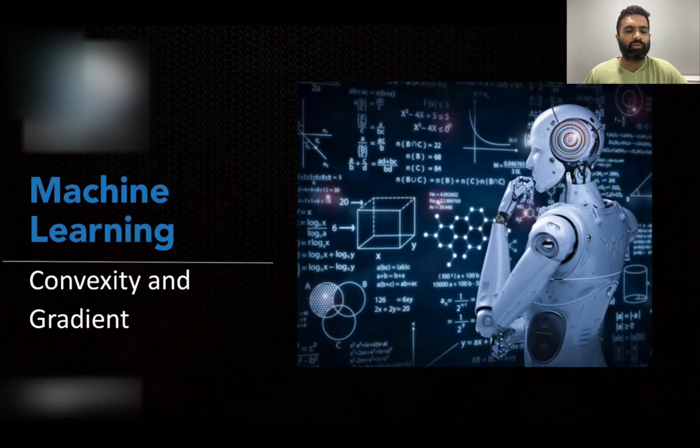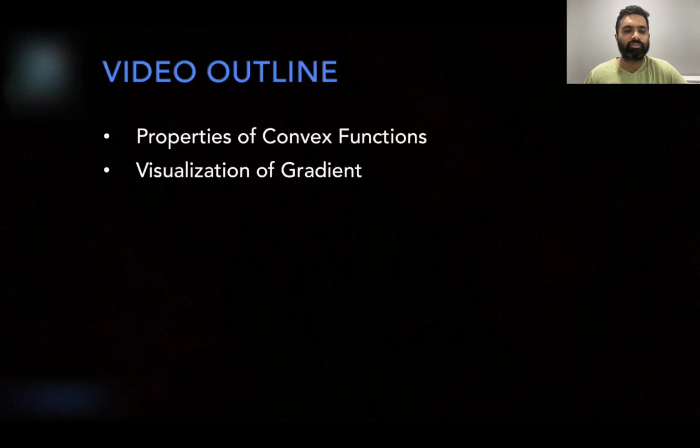In this video, we will see the interrelation between the properties of a convex function, and we will see that those are implying the same thing, and one property implies the other property. We will also see a visual demonstration of the gradient of a function, how it will look like. So this is basically the outline of this video.